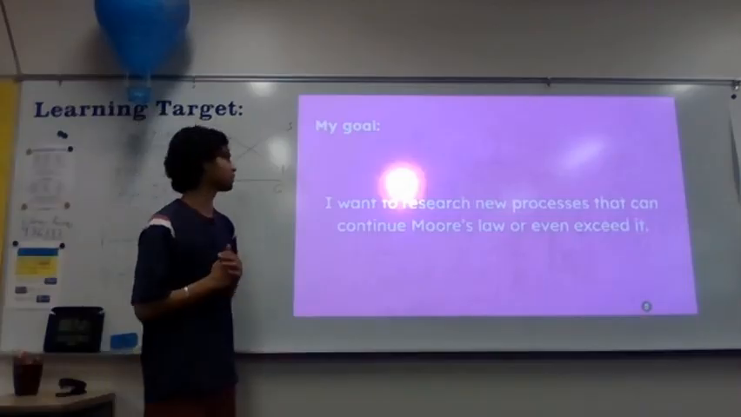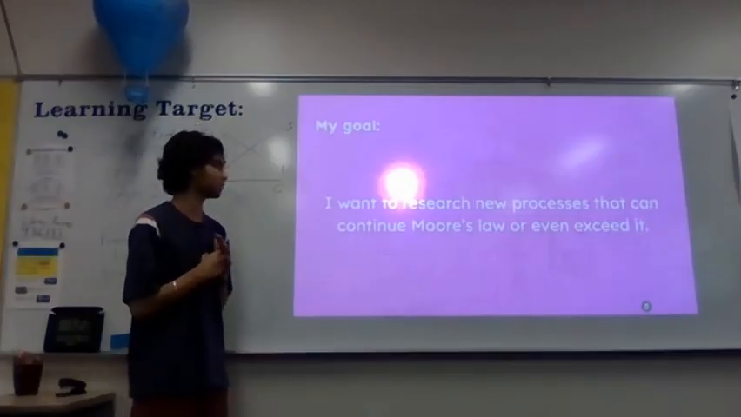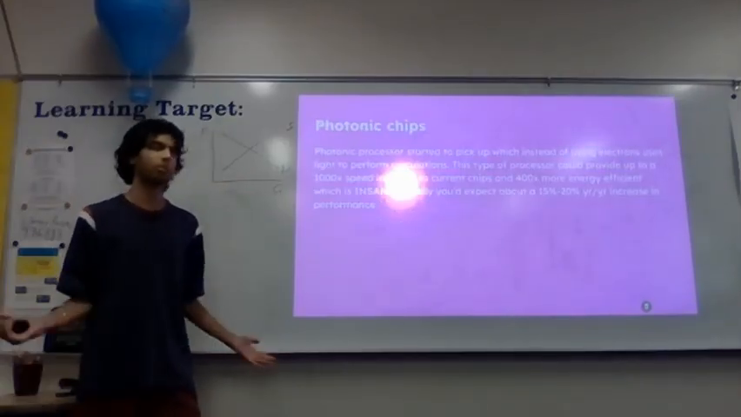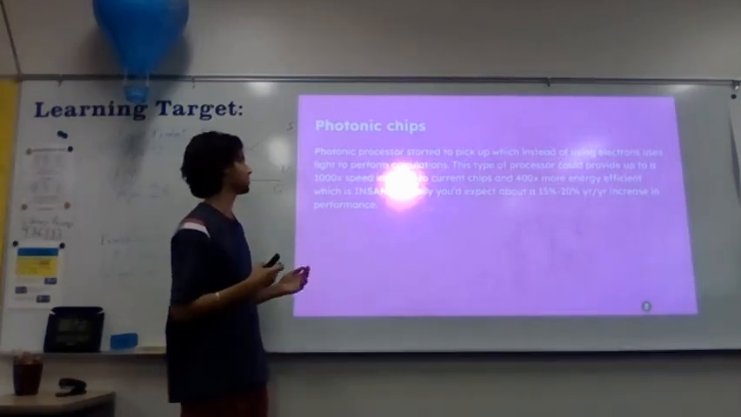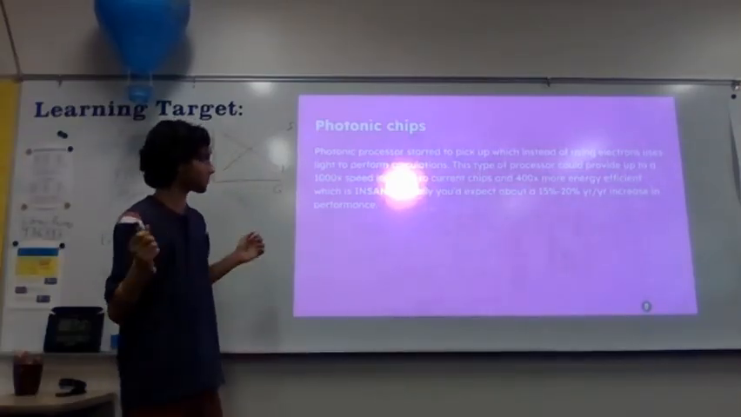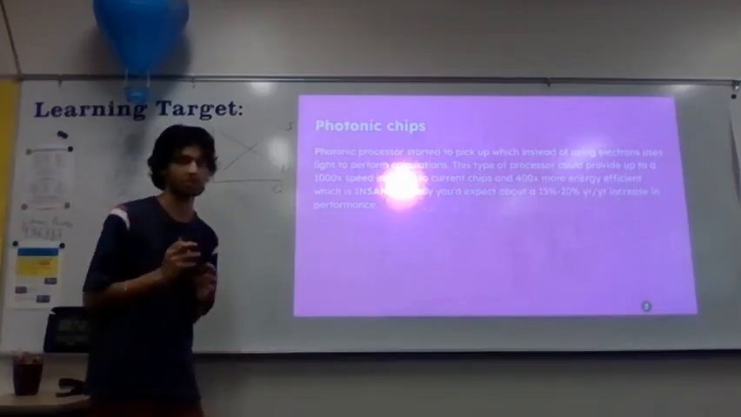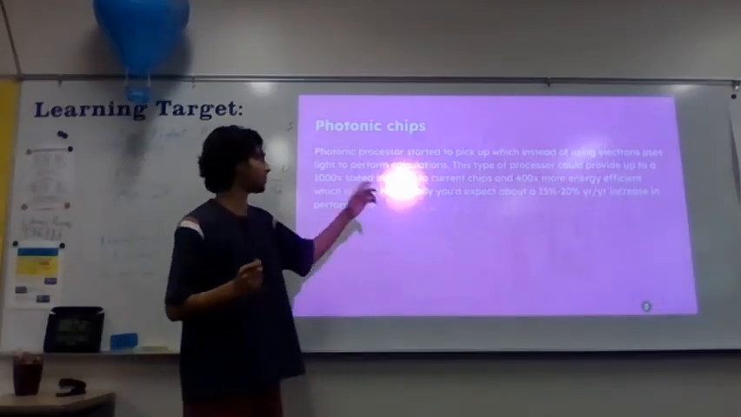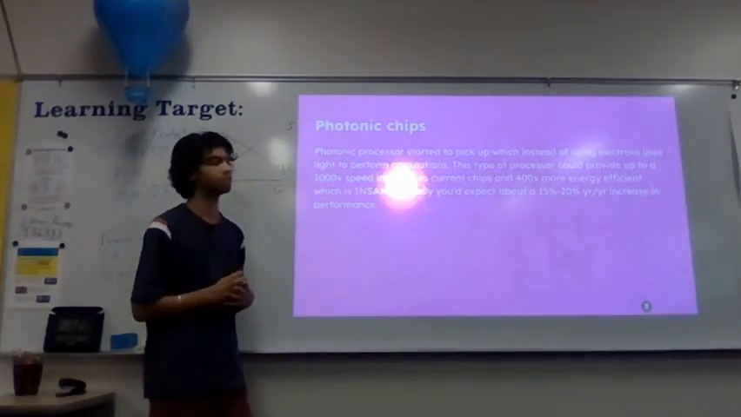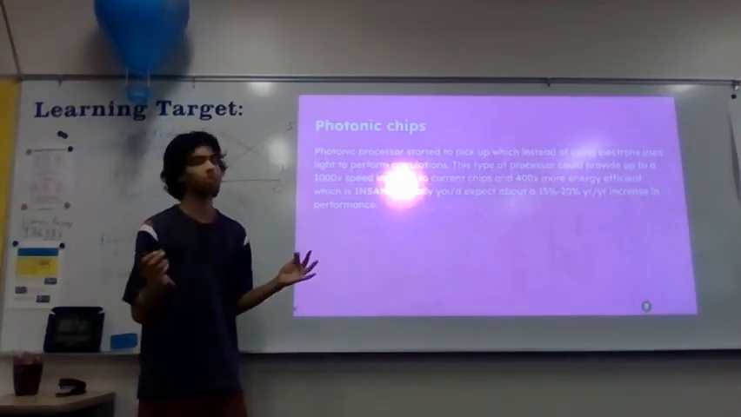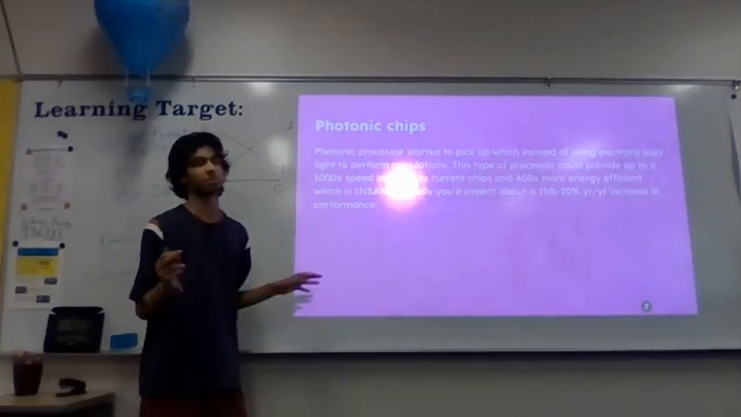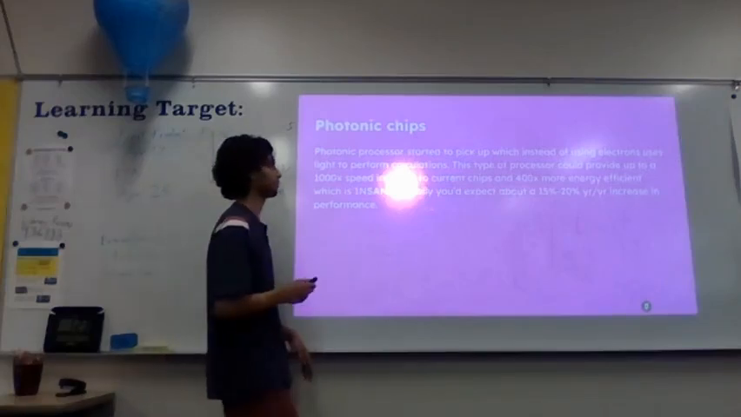So my goal is to research a new process that can continue Moore's law and even exceed it. Photonic chips. Through my hours and hours of ruthless researching and a bunch of articles, I've figured out what photonic chips are. Instead of using electrons, they use light to perform calculations. These types of processors can provide up to 1,000 times the speed and be 400 times more energy efficient. And they wouldn't produce as much heat, because electronic chips produce heat, but light produces much less heat.